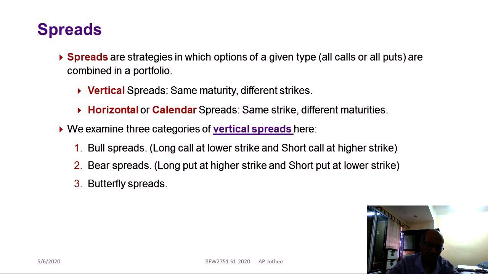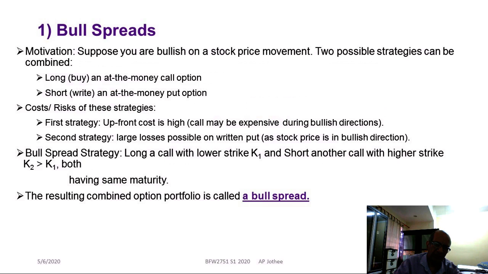That is a bull spread, where you long a call at the lower strike and short a call at the higher strike. A bear spread is where you long a put at a higher strike and short a put at a lower strike. And of course, the butterfly spread, which has multiple strike prices. Let us see one by one.